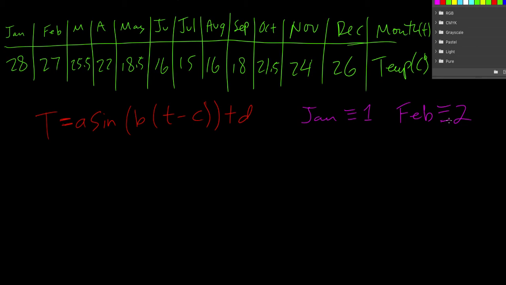So we want to draw a scatter diagram for the data. So when we do that, we're just going to say 1, 2, 3, up to 12, representing the months. And then over here, I'm going to go just by tens, maybe.